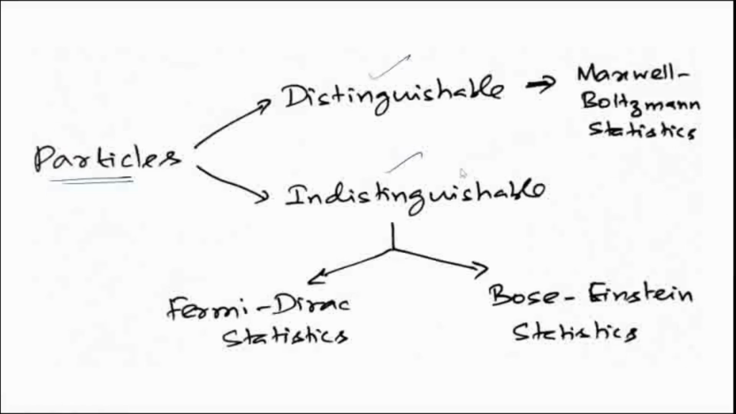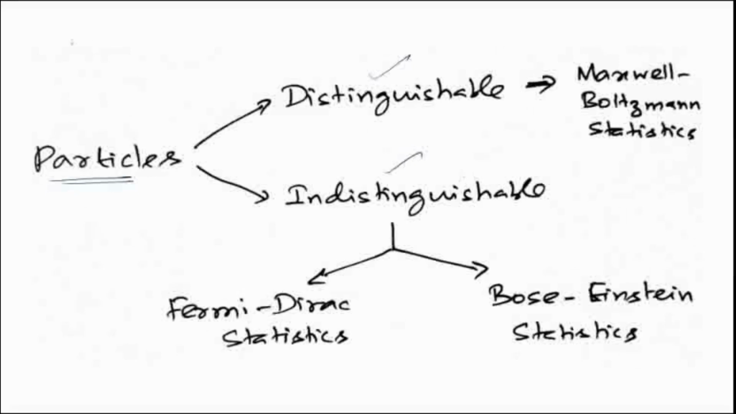So in statistical thermodynamics, very specifically in chemistry, we are going to handle systems containing particles. I told you the particles may be atoms or molecules. We classify these particles into two: distinguishable and indistinguishable. What are distinguishable particles? You can differentiate the particles at any instant of time.